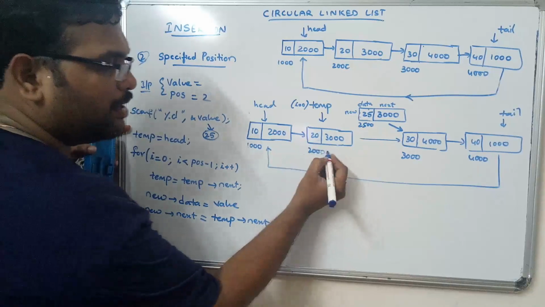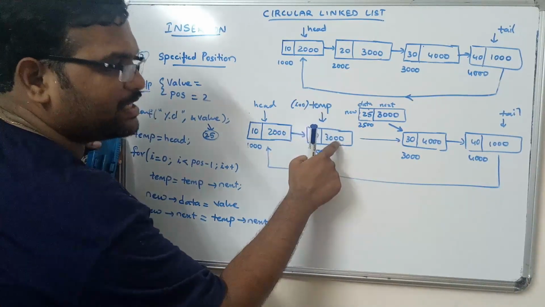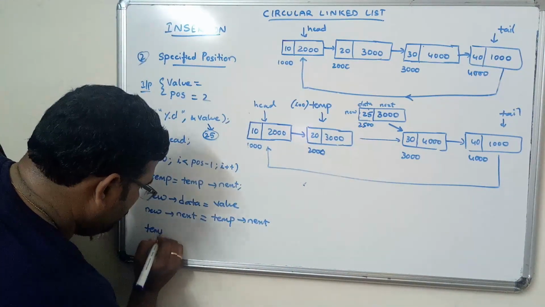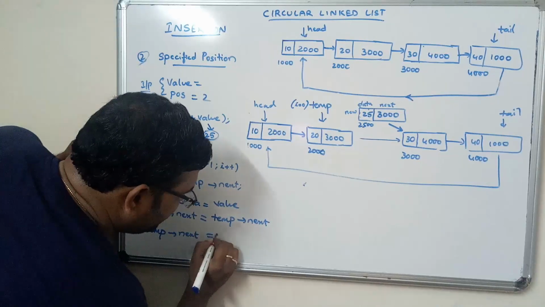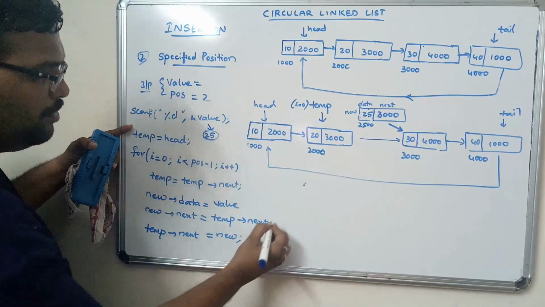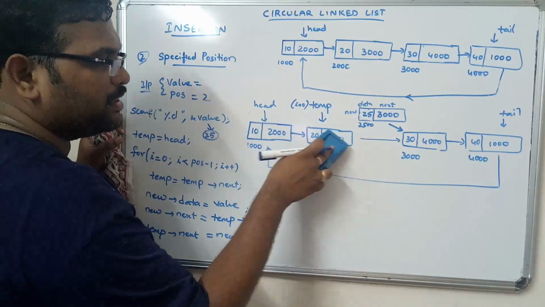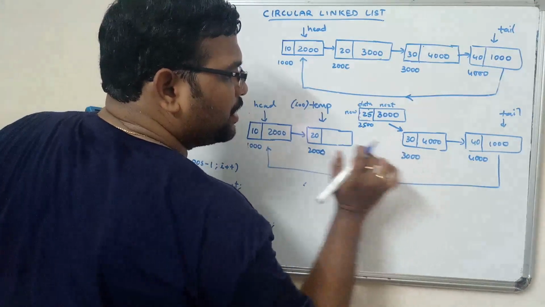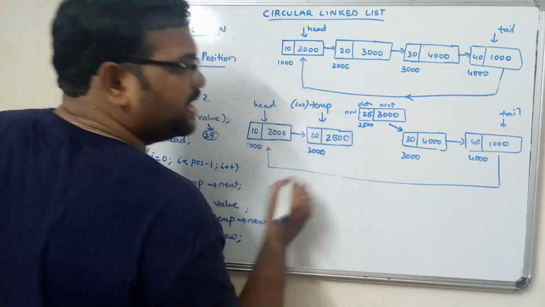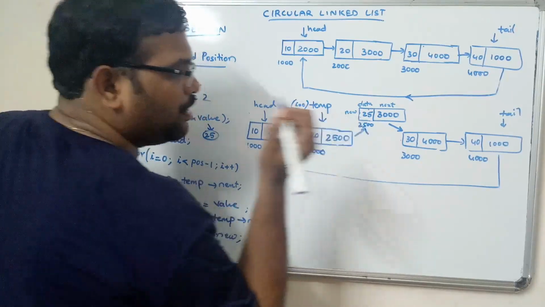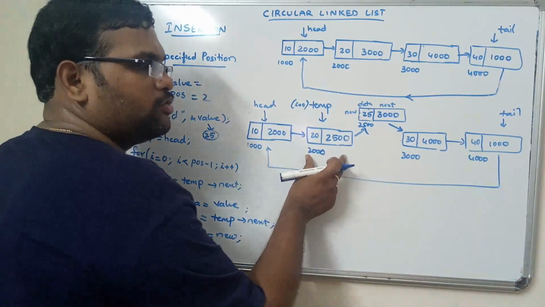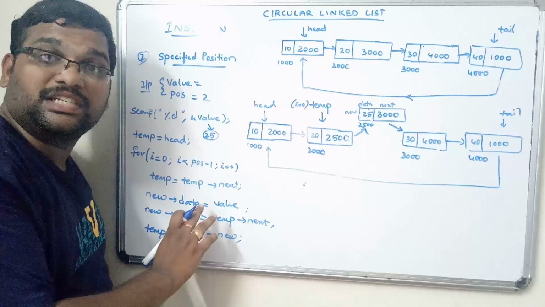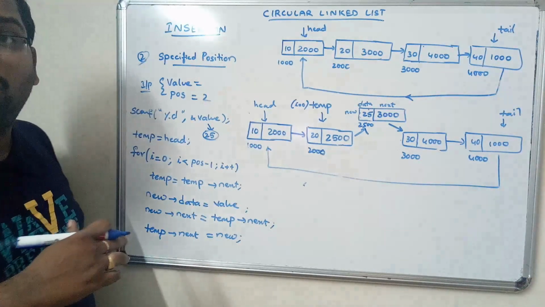Now here, temp of next should be assigned with the address of new. Temp of next is equal to new. Automatically the 3000 will be removed, so this connection will be disconnected and 2500 will be saved here. This node will be connected to this node and this node will be connected to this node. So just follow the addresses, just follow the statements. Okay, so I hope you understood this one.